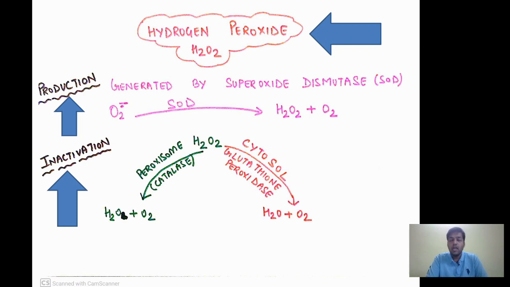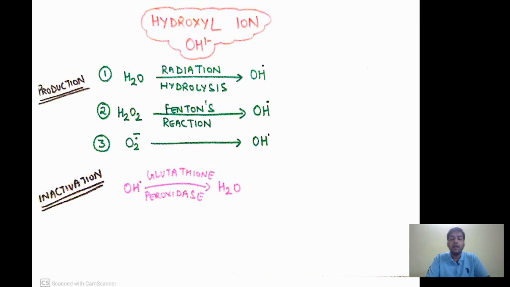So as we know, hydrogen peroxide can be inactivated in two ways depending on the location. In the peroxisomes, there is the catalase enzyme which is going to break down hydrogen peroxide into water and oxygen. Whereas in the cytoplasm or cytosol, in the presence of the enzyme glutathione peroxidase, hydrogen peroxide gets converted to water and oxygen. Okay. Looking at the third important radical, that is hydroxyl ion.